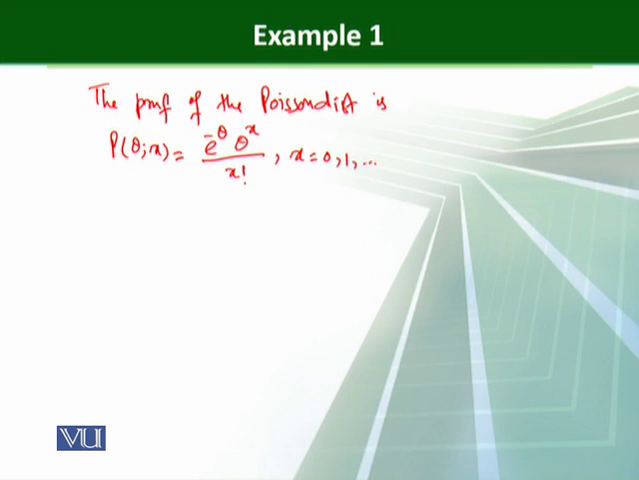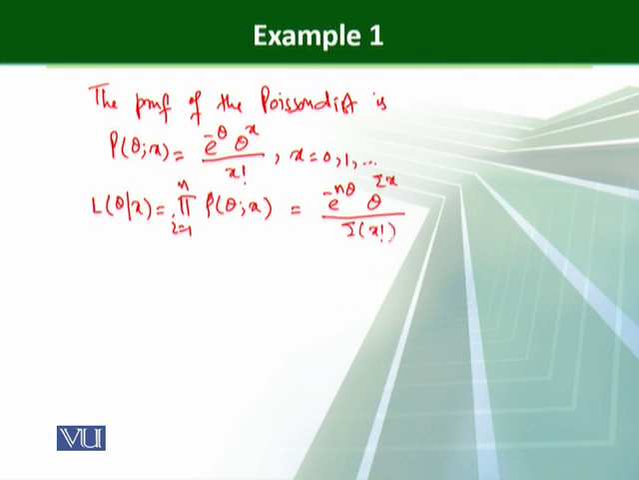Suppose X1 up to Xn are n independent observations, then the likelihood function can be obtained as follows. For n observations, L(theta; x) is equal to the product, i varies from 1 to n, of p(theta; x). When we apply this to the probability mass function, we obtain e raised to power minus n theta, theta raised to power sum x, over the product of x factorial.